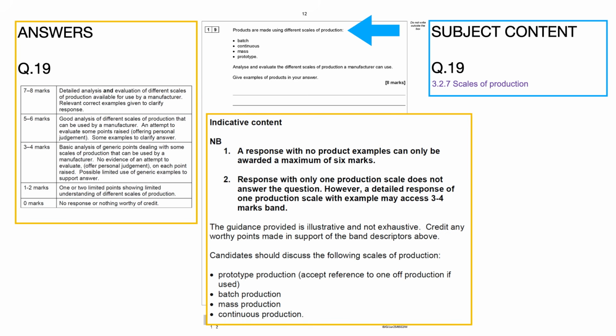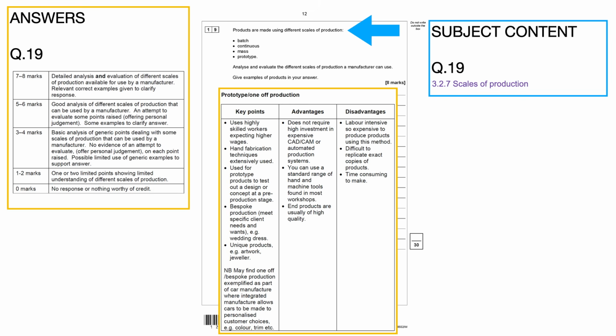Candidates should discuss the following scales of production. So you have prototype production, also known as one-off, batch production, mass production, and continuous production. So for prototype or one-off production, I would recommend pausing the screen and making notes. You have to include the key points, so an understanding of this method of production, its advantages and disadvantages.